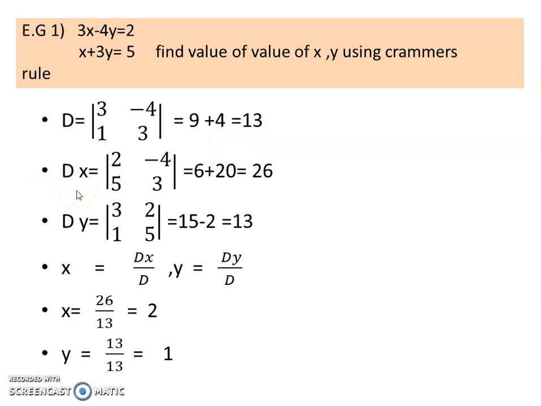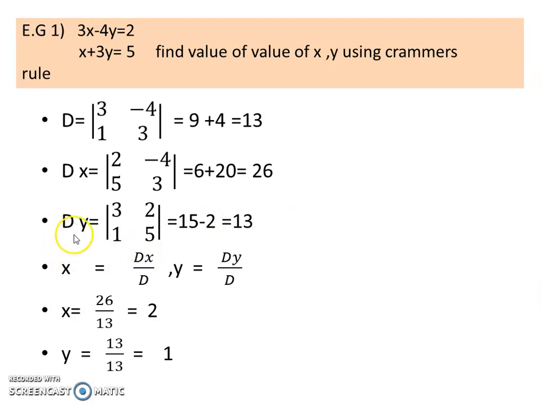Now for finding Dx, instead of the coefficients of x, we should write the constants 2 and 5. So we write here 2 and 5. Minus 4 and 3 remain the same. 3 2s are 6. Minus 4 into 5, minus 20, and minus minus 20 is plus 20. So 6 plus 20 is equal to 26.